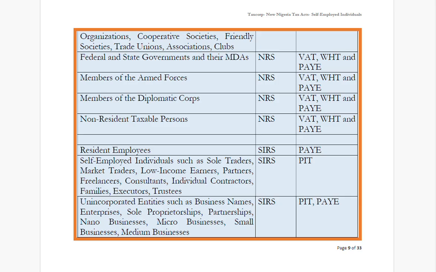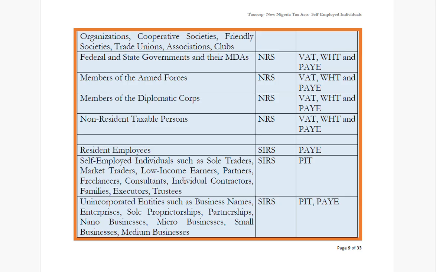The next group is non-resident taxable persons, those who are not resident in Nigeria, employees. They are under the Nigerian Revenue Service and they don't pay company income tax, so they are liable to pay VAT, withholding tax, and PAYE. Now we come to the subnationals. The first group of people under the subnationals are resident employees.